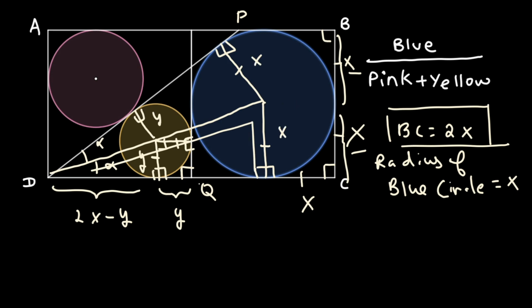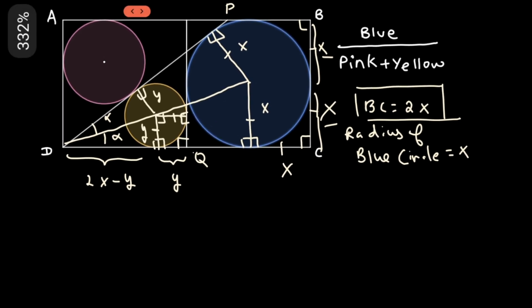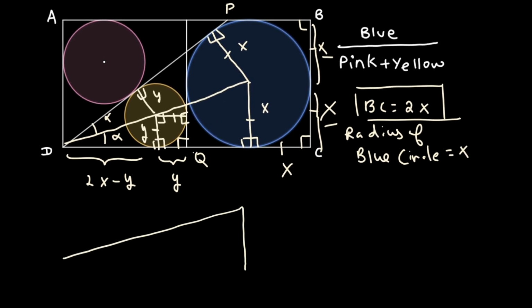Now take this particular right angle triangle. So I'll just draw that triangle outside the diagram. So the triangle is like this, this and this. Here's the point D, center of the blue circle, and here's the 90 degrees. Now the height of this triangle is equal to x. So this much distance is equal to x. This particular angle over here is equal to alpha.